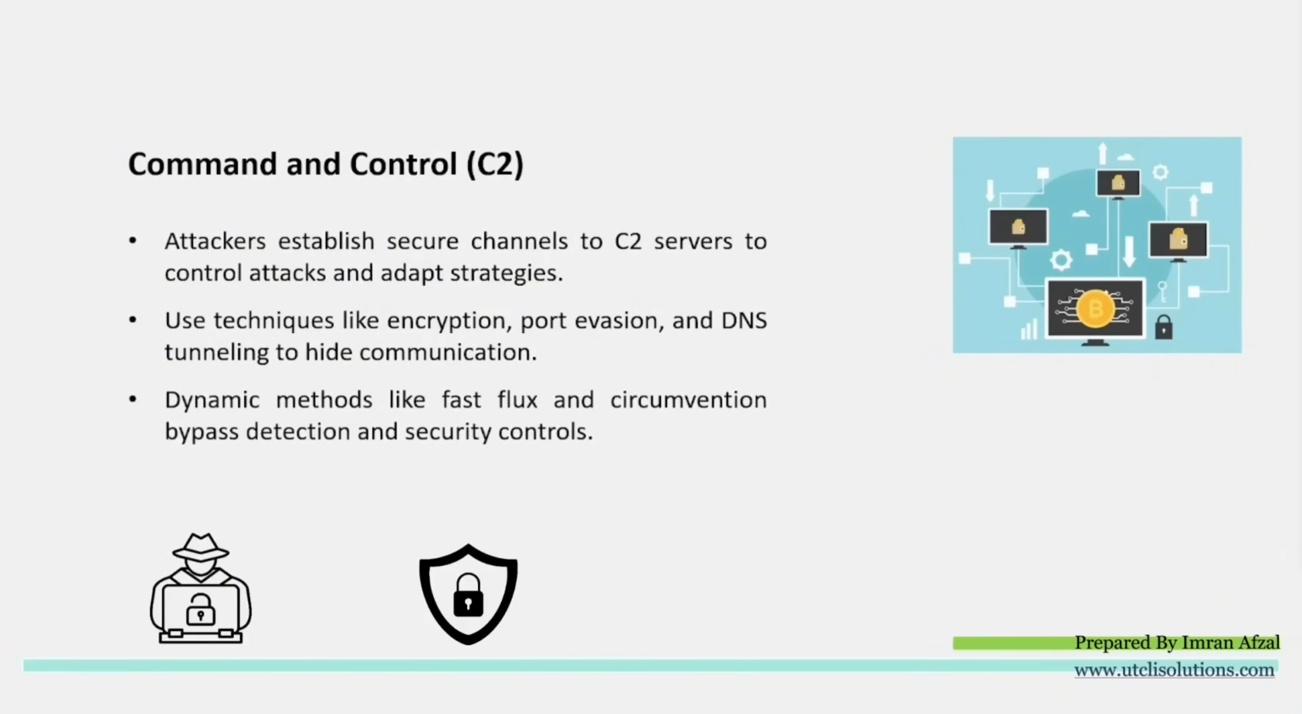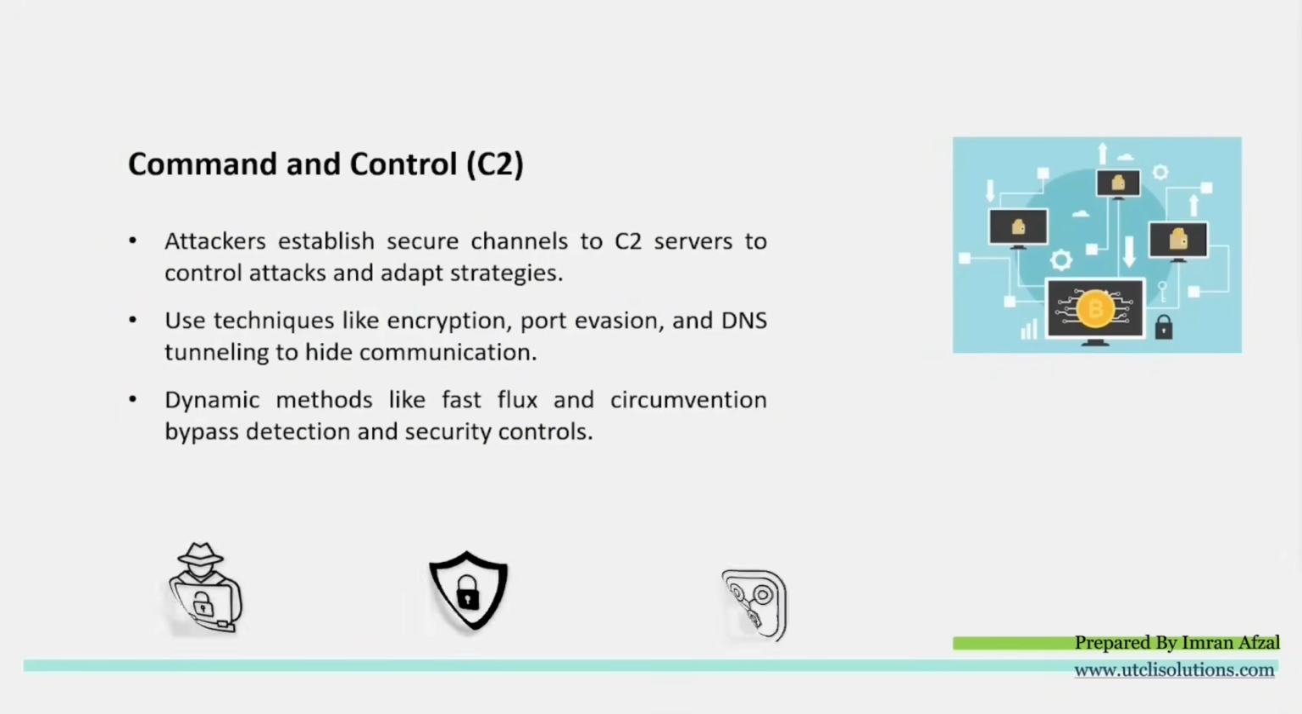With fast flux, they keep changing the IP addresses linked to the attack, which makes it hard to track. Also, with DNS tunneling, they use DNS queries to secretly communicate. In simple terms, these methods allow attackers to hide their activities and control their attack remotely without being easily detected.